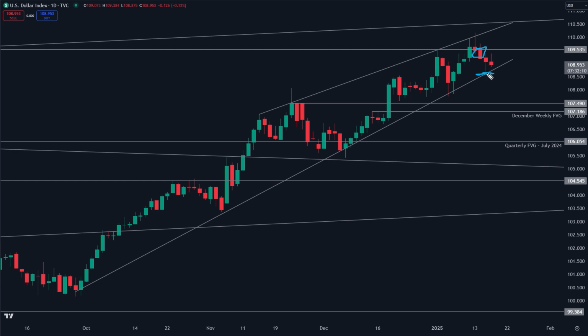And sure enough, we got a decent little bounce there. But if this fails, if we see the DXY get below this, then we are probably looking at a sweep of some of these lows. Now, if that happens, we do have some imbalances, also called FVGs, fair value gaps, down here around the 107 area.